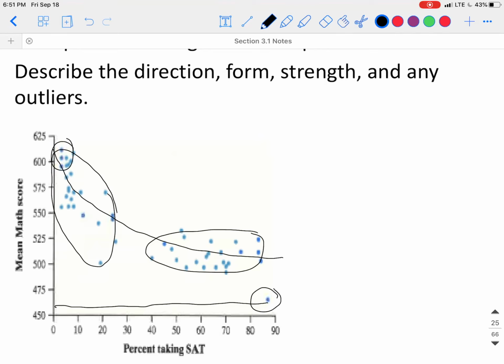Now the overall relationship in the graph is moderately strong. So those points tend to stay together. States with similar percent that took the SAT have roughly similar mean SAT scores. Two states stand out in the scatter plot. West Virginia, that was at 19%, and only had a mean score of 501, and Maine, which had 87% and only had a mean score of 466. These 2 points fall outside the overall pattern.